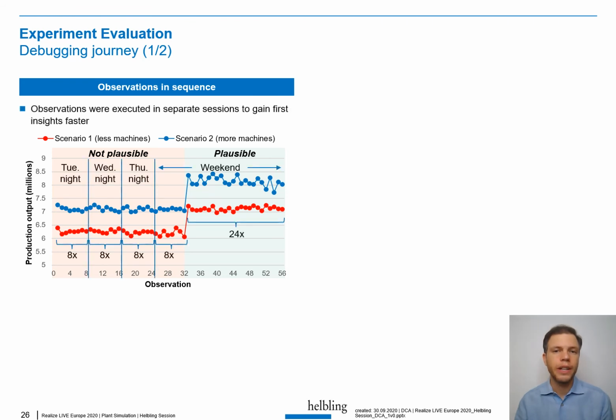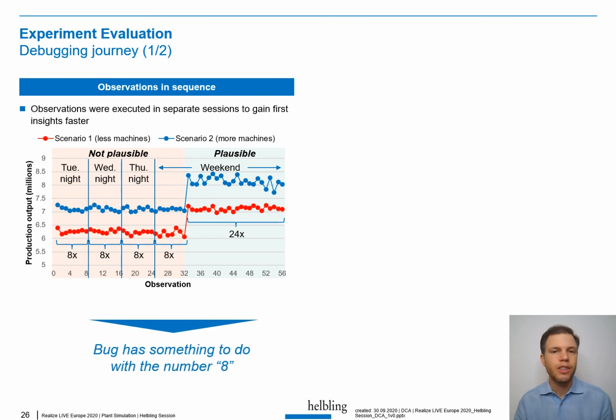And in fact, we did not carry out the entire study at once, but in several sessions. 3 night sessions with 8 observations each during the week, and a long session of 32 observations over the weekend. We did that so that we could already work with the results during the week and gain first insights faster. But does this help now to find the bug? Not directly, but what stands out is the repeated presence of the number 8. So we concluded that the bug must have something to do with this number 8.